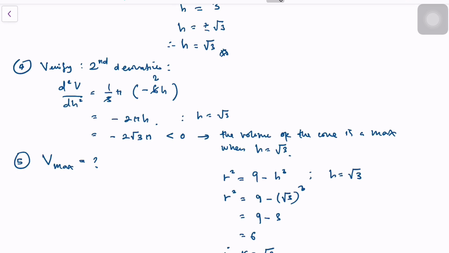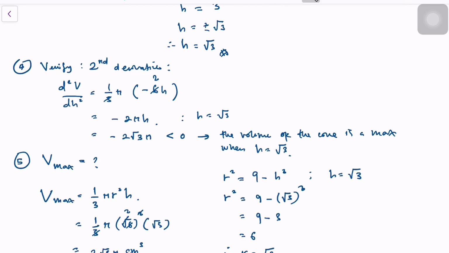So therefore a volume of maximum, which is the formula, is 1 over 3 pi r squared h. So kita akan masukkan nilai accordingly. So our r is actually square root of 6, squared, times 3. Okay, then this one will be simplified, which is 2. Then kita akan dapat 2 root 3 pi cm cube as the volume of maximum of the cone. Right. Okay.